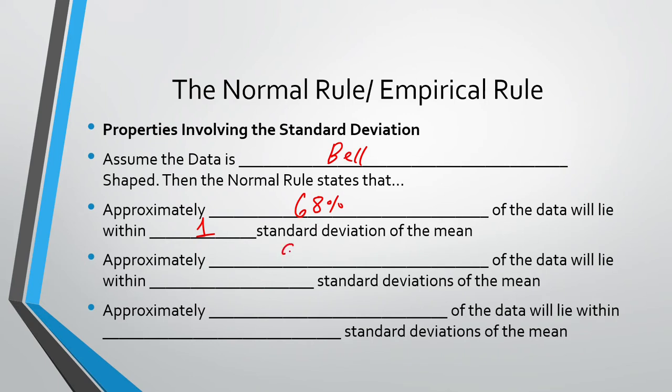Approximately 95% of the data will lie within two standard deviations of the mean. And finally, approximately 99.7% of the data will lie within three standard deviations of the mean. Now, this is easy to understand if we have a picture.